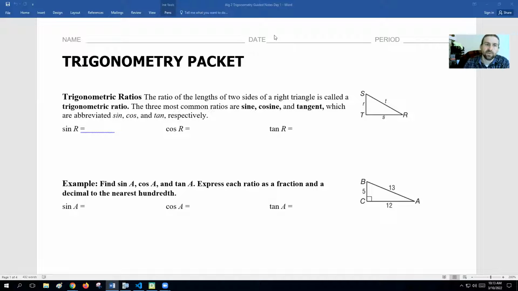Hey guys, Mr. Riz here to help you out with your trigonometry packet. Today, what we're going to do is go over the basics of some trigonometric functions and make sure that we can find the side lengths of any right triangle.